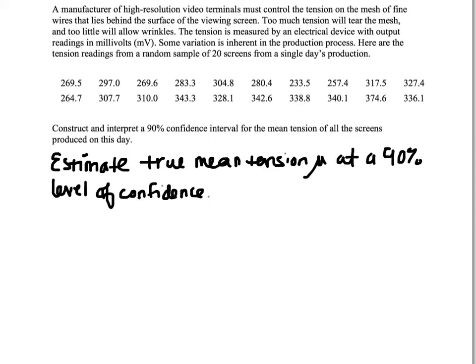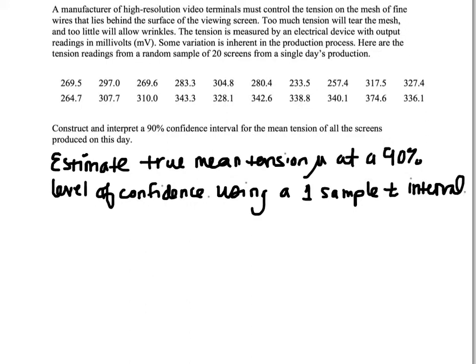So we're going to estimate the true mean tension at a 90% level of confidence using a one sample t-interval. It's very important that you mention the type of test you're using. That's the number one there. Okay, so there's our statement. What we're doing, what interval we're using specifically.